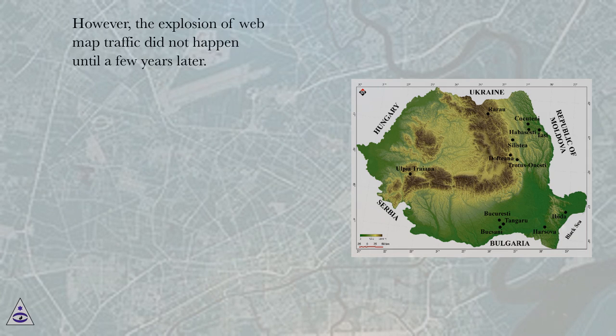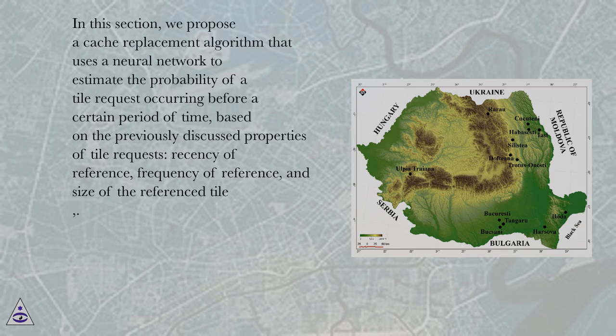However, the explosion of web map traffic did not happen until a few years later. In this section, we propose a cache replacement algorithm that uses a neural network to estimate the probability of a tile request occurring before a certain period of time, based on the previously discussed properties of tile requests: recency of reference, frequency of reference, and size of the referenced tile.